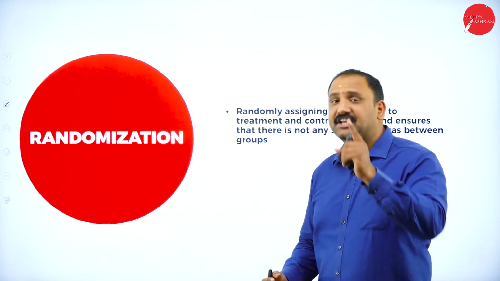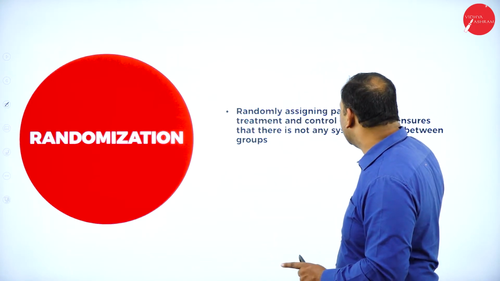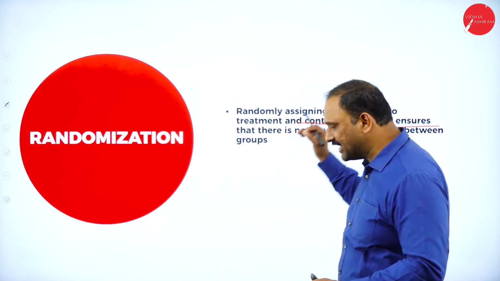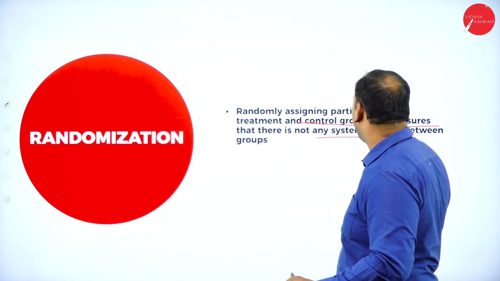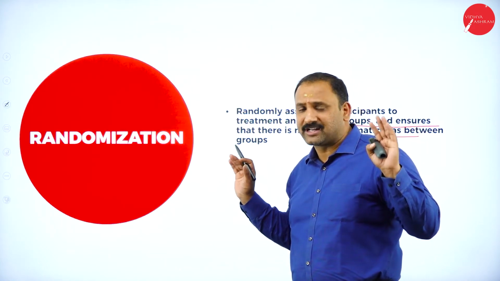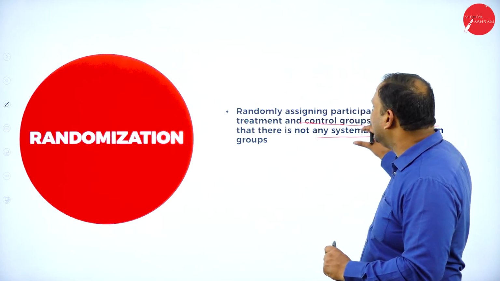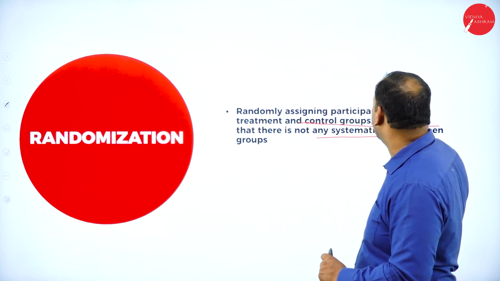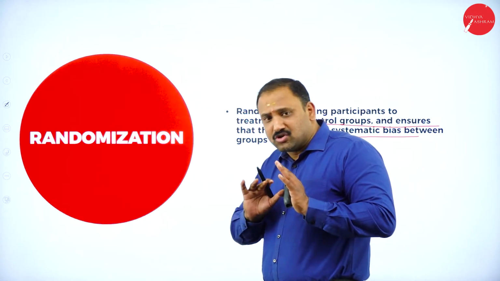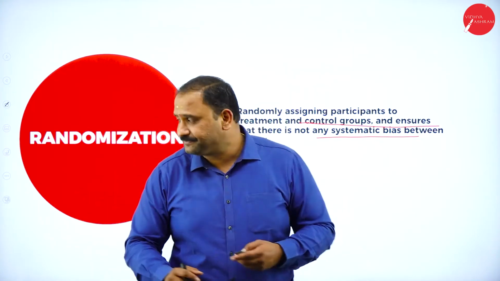Random sampling is where you select the sample group, but randomization is assigning the participants to treatment and control groups and ensuring that there is no systematic bias, not any kind of bias inside the group. So randomization is a rapid method of assigning the participants to treatment and control groups, ensuring that there is no systematic bias at all in terms of getting these things done.